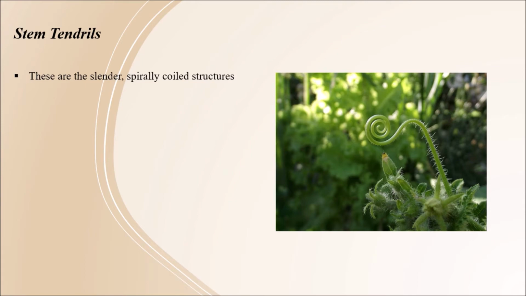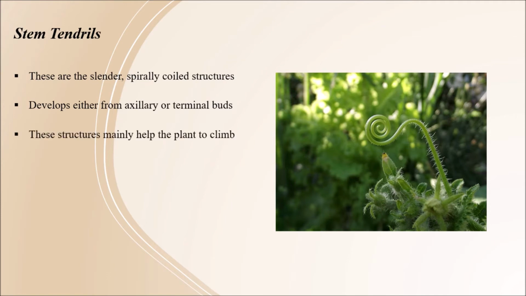These are slender spirally coiled structures. So what are tendrils? Tendrils are slender and spirally coiled structures. These develop either from the axillary buds or terminal buds. So from where do they develop? They develop either from axillary or terminal buds. These structures mainly help the plant to climb. So what is the main function of the tendrils for the plant? These tendrils mainly help the plant to climb.